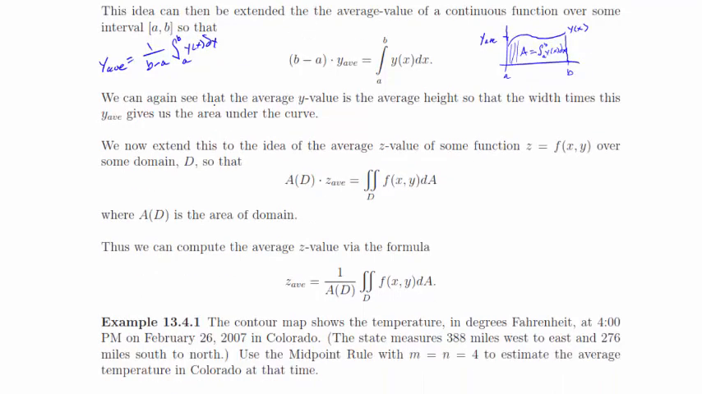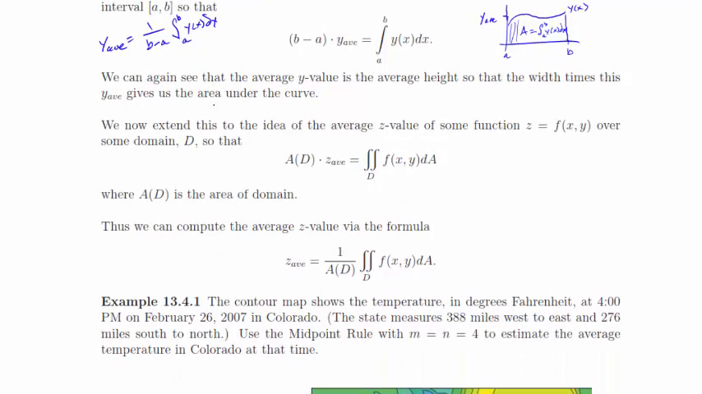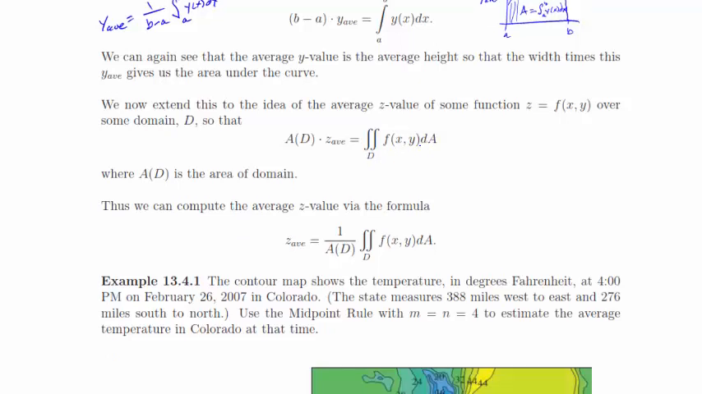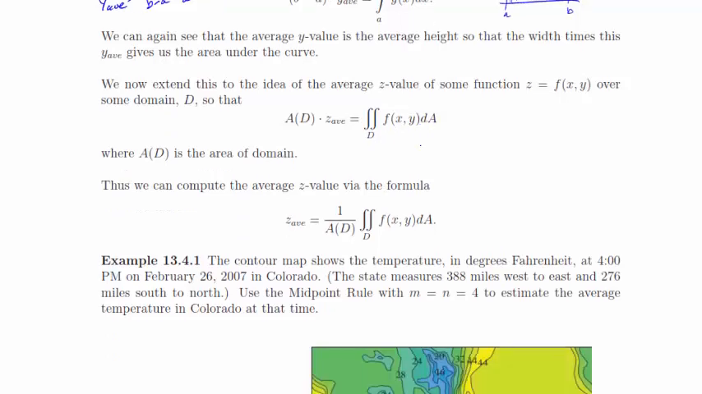We now extend this to the idea of the average z value of some function z equals f of x, y over some domain D. Before we had the width of our interval, now we have the area of the domain times the z average value, which is going to give us the volume between the xy plane and the z value itself. So the double integral over the domain of f of x comma y dA. So we can compute the average z value via the formula.